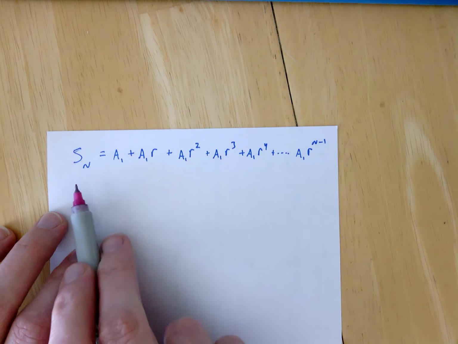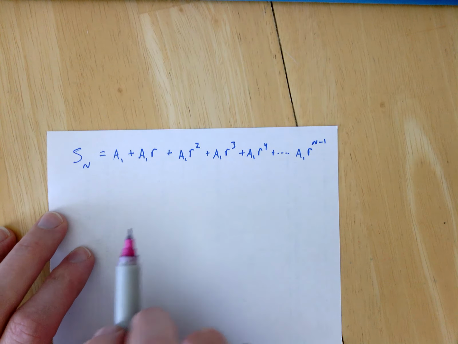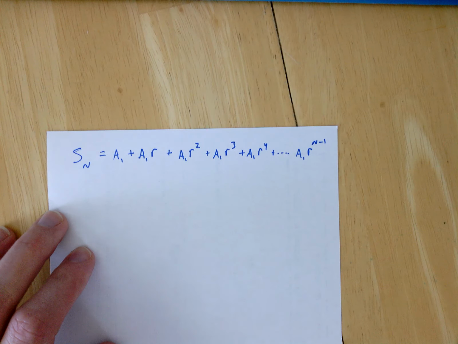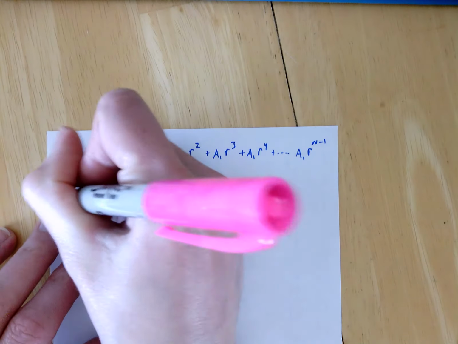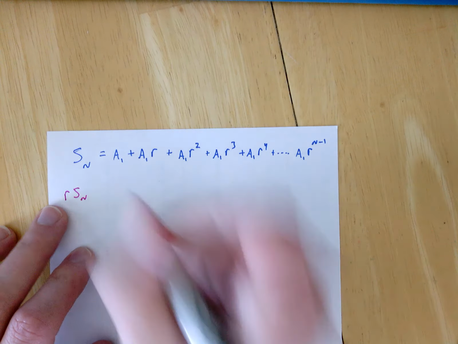Okay, so a giant distributive property on both sides of the equation that I'm multiplying by R. Okay, why am I doing that? Because I know that that's going to make this trick work. So I'm multiplying this whole thing by R. On this side, I'm going to have R times S sub n.